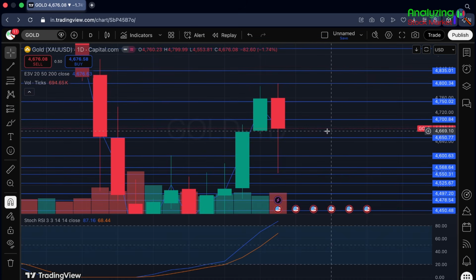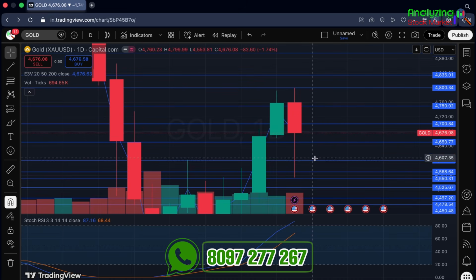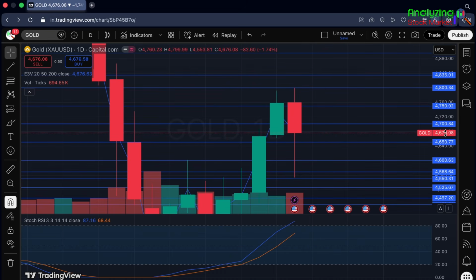So here, currently, if I talk about the closing, 4676 is the closing here. Direct support and direct resistance zones are already marked. Currently, we don't need to mark any new levels because we already marked them during our previous week analysis. So here, 4676 is the closing. The direct support is 4650. Direct resistance is 4700. After direct support, there is a support of 4600 and then 4568. After direct resistance, there is a resistance of 4750 and then 4800. So these are the important support zones and resistance zones which will help you take better stop loss and target levels for this week.